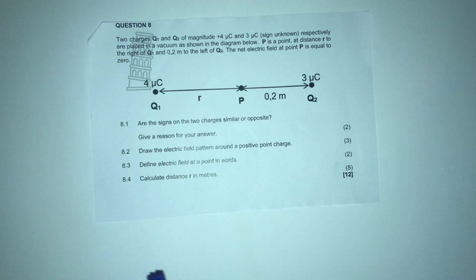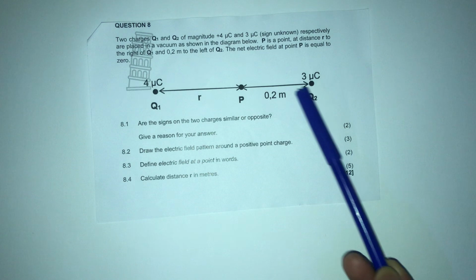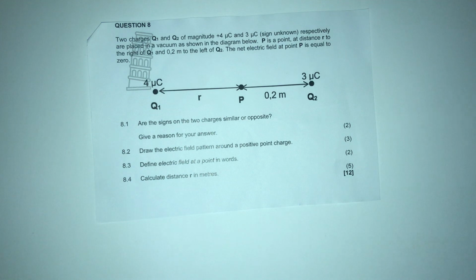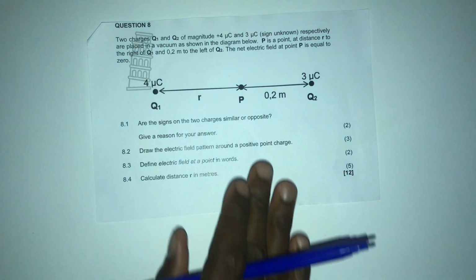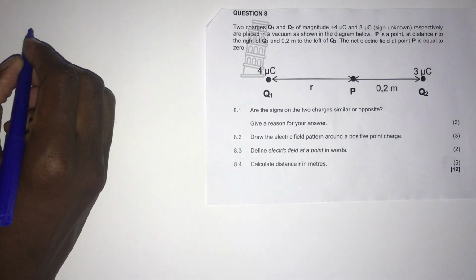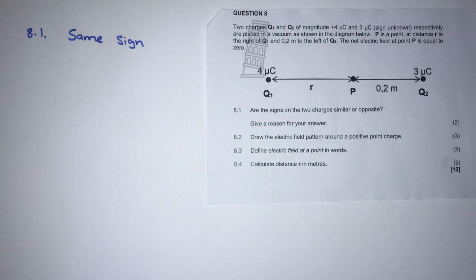So it means that the signs of these two charges are the same, because this one is going to push P to the left, this one is going to push P to the right. That's why at the end the net electric field is 0. So now for 8.1, we're going to say they have the same sign. Why?